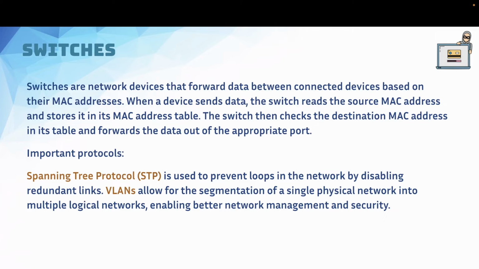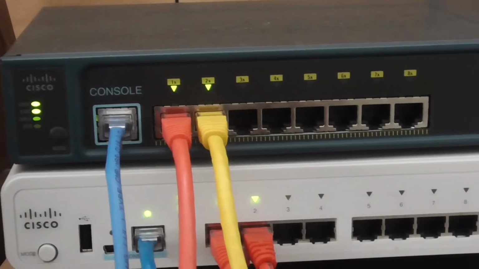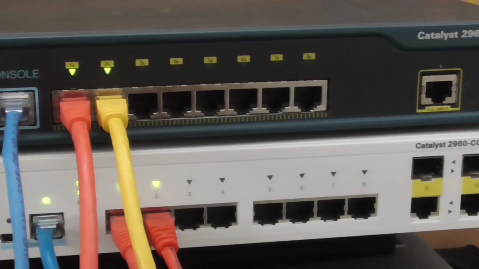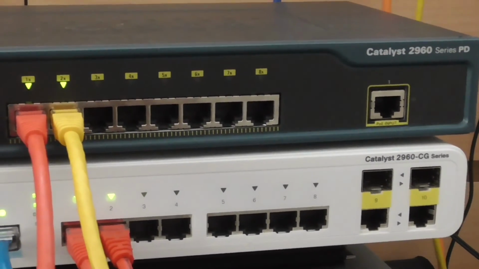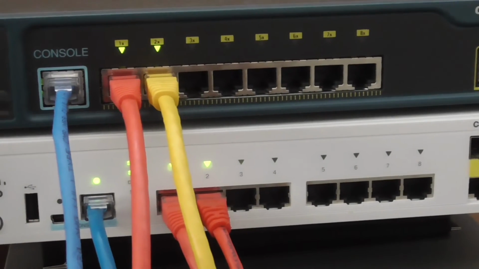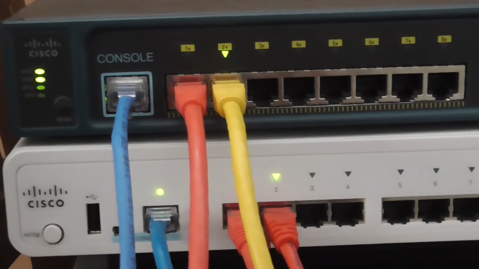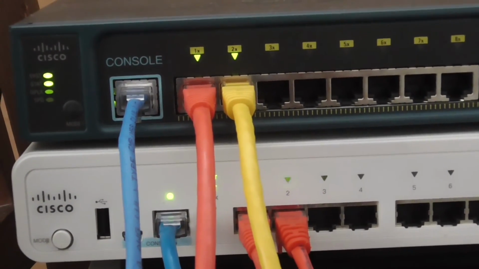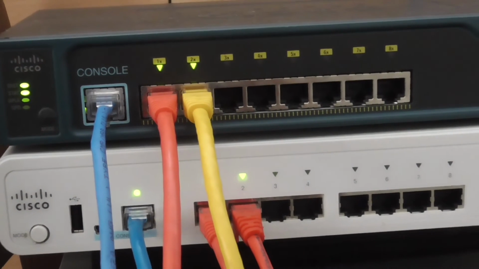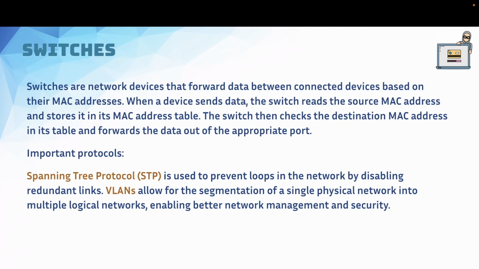As for switches, switches are networking devices that forward data between connected devices based on their MAC addresses. When a device sends data, the switch reads the source MAC address and stores it in its MAC address table. So we had routers, which were between different networks, and switches are network devices between different connected devices based on MAC addresses. When a device sends data, that switch is going to read that source MAC address and store it in its MAC address table. Important to remember that. The switch then is going to check the destination MAC address in its table and forward the data out of the appropriate port. Important protocols here to remember are spanning tree protocol.